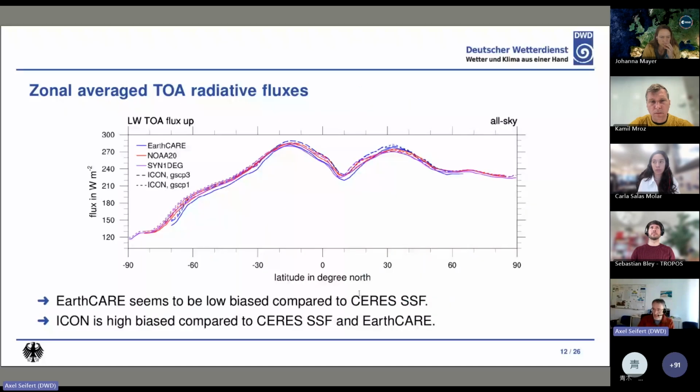In the longwave, the agreement is at first better, but that's of course also because there's less variation in the longwave. But you can see that the dashed lines are grouped at the top. So ICON has a positive bias compared to the observations, and you can see that the solid blue line is lower than the red lines. So EarthCARE seems to be low biased compared to CIRRUS. We will look at this in a bit more detail later.